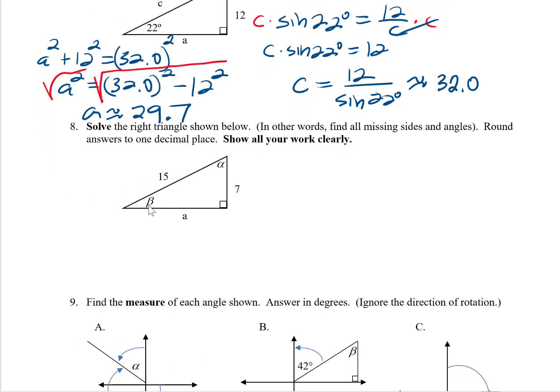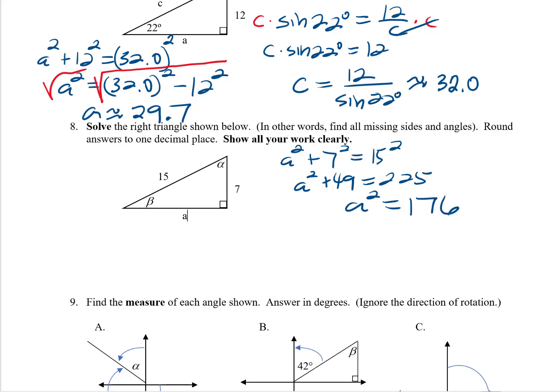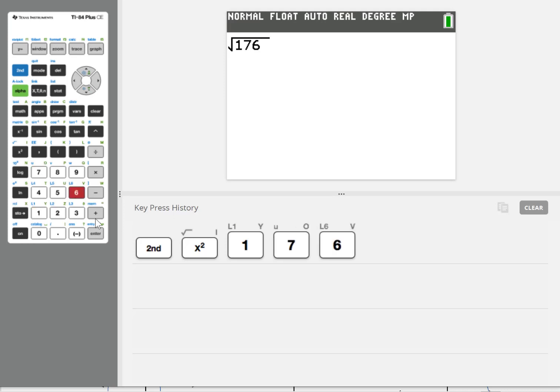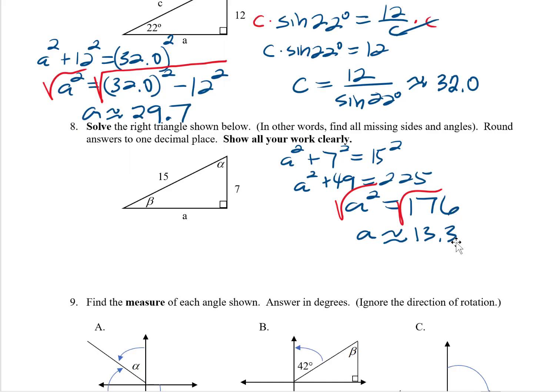Now this one's a little different because I don't know either angle, so I'll have to think about that. I do know 2 of the sides, so I can start by finding side A using the Pythagorean theorem. A squared plus 7 squared would be 15 squared. That would be A squared plus 49 equals 225. Subtract the 49 and you're going to get 176. And so all I need to do is square root 176, and I have my value of A. Square root 176 looks like about 13.3. Of course, if I use that answer later in this problem, I'll want to keep all those digits long.